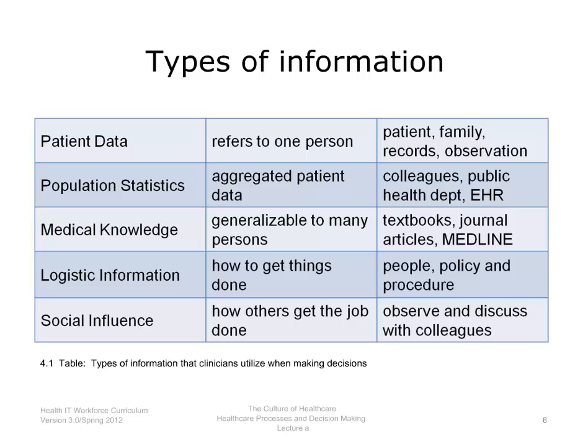The fourth type of information, which is surprisingly useful for clinicians, is called logistic information. This focuses on how to get things done rather than on what to do. For example, the question is not whether a particular medication is indicated for a particular patient, but how to obtain that medication, or how to get it paid for.